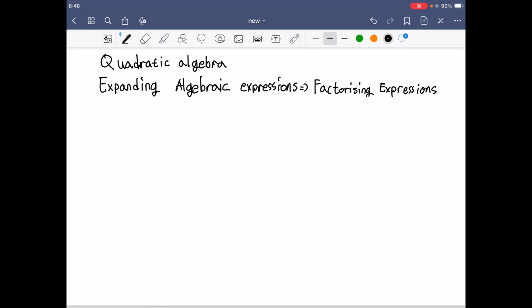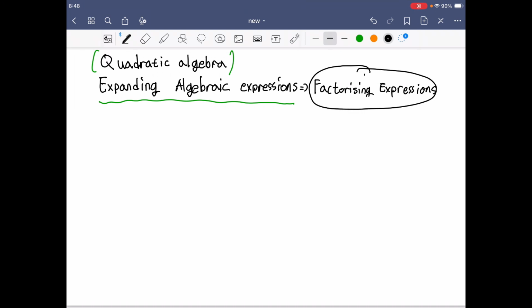From this video we are going to learn about quadratic algebra. Quadratic algebra is a big title. It could be really hard, but anyway, let's begin with expanding algebraic expressions. We've already learned this before and it's pretty straightforward, but this is really essential when it comes to factorizing expressions, because factorizing is just the reverse of expanding. So let's get right into it.